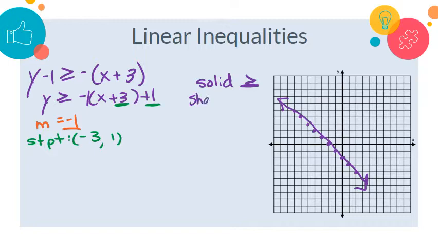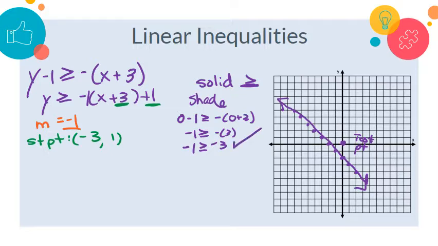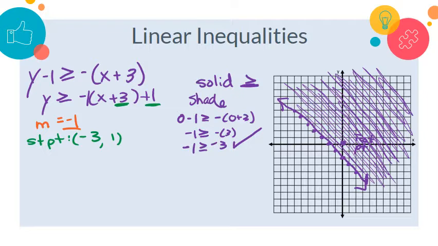Then I need to determine my shading. Here's where I need to see your test point. You can choose any point, but I'm going to choose (0, 0). So if I plug 0 into my original inequality, 0 in for y and 0 in for x, I get -1 on the left, I get -3 on the right. Is -1 greater than -3? Yes. So that means my test point is true. So I want to shade on the side that is true. Okay.